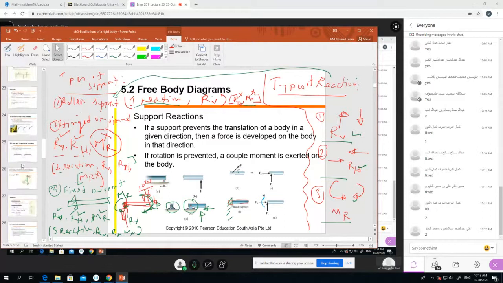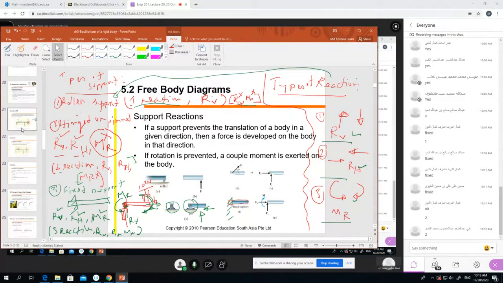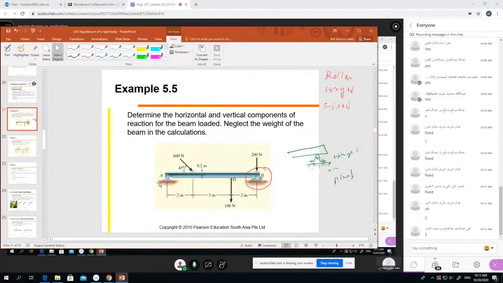Here you need to understand from the picture. You see, this support is roller. Why? Here it is a roller, and there is no nut bolt here. If there is a nut bolt, that is a hinge. Here there is no nut bolt, so this is the roller. The picture is more clear in your book.